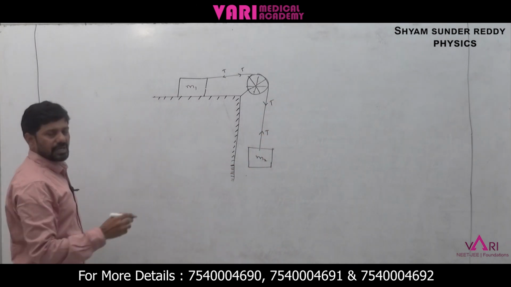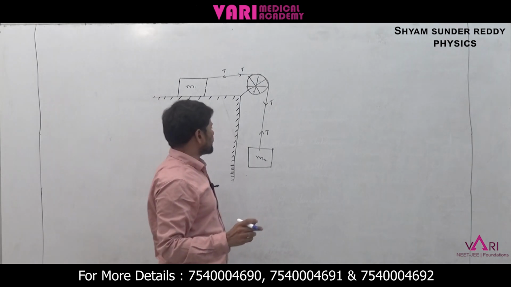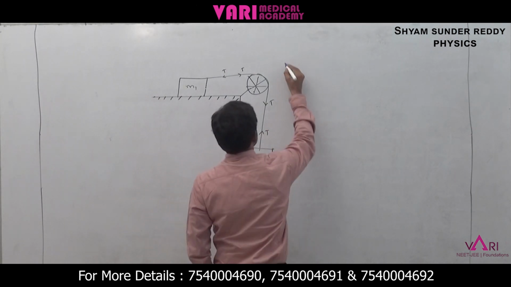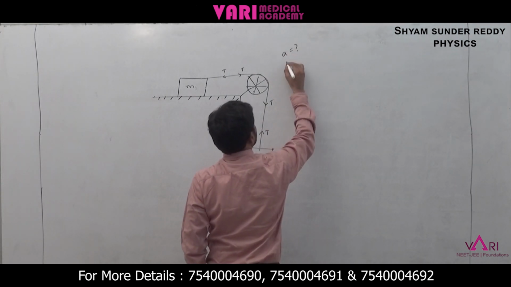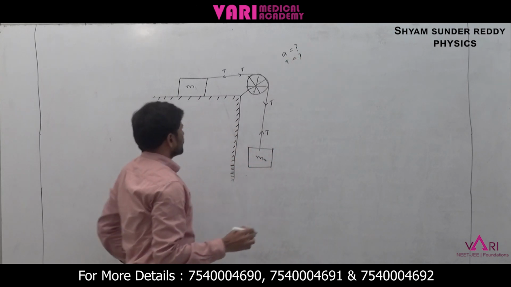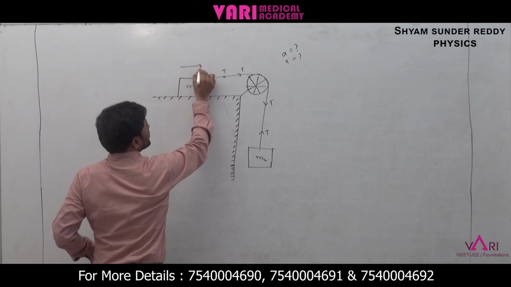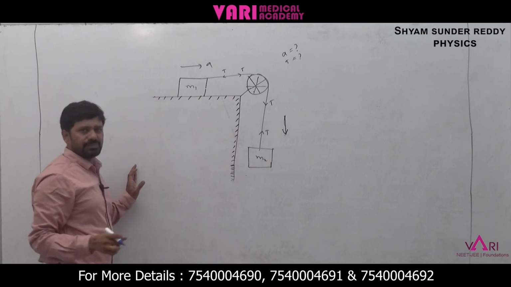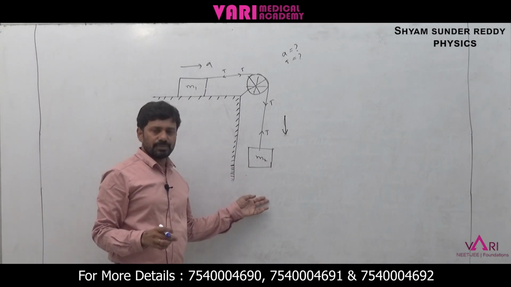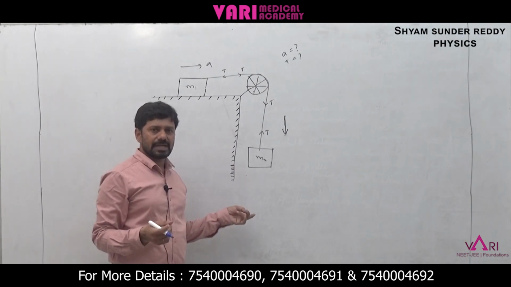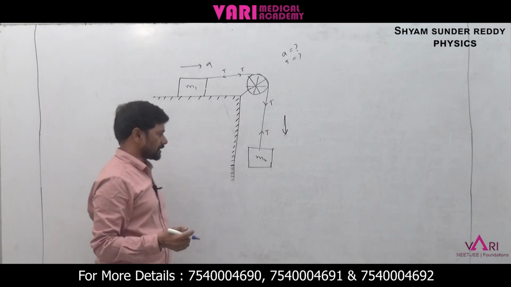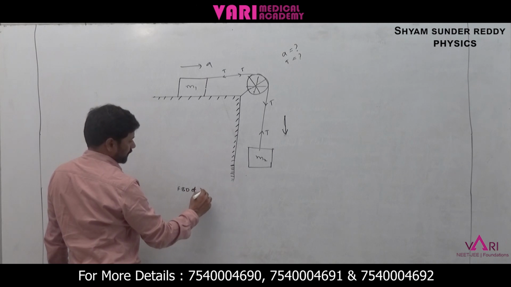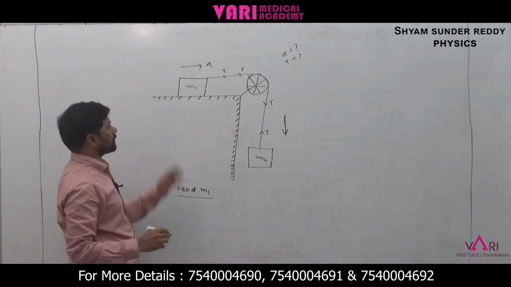Then what is the acceleration and tension in the string? It's a massless pulley, so no need to count. So here we want A is equal to what and T is equal to what. Acceleration is this side. Take the FBD of M1, FBD of M2, and from the two equations we are getting the acceleration as well as tension. First take the FBD of M1 mass.